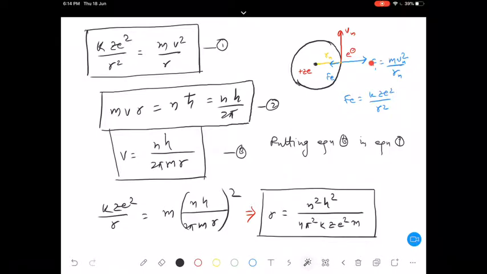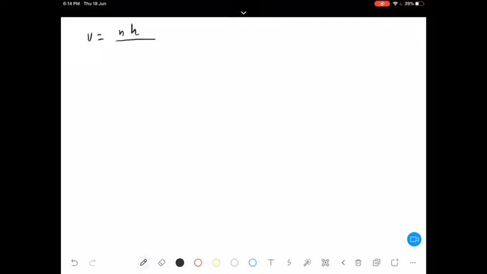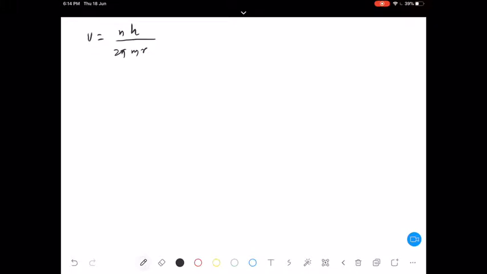Now I want to know what the velocity will be, how we can define the expression for velocity. See, we know that velocity is equal to nh by 2 pi mr, and the expression for radius we have already defined. So let's take these two things. Here we are writing velocity is equal to nh upon 2 pi mr. Isn't that right?